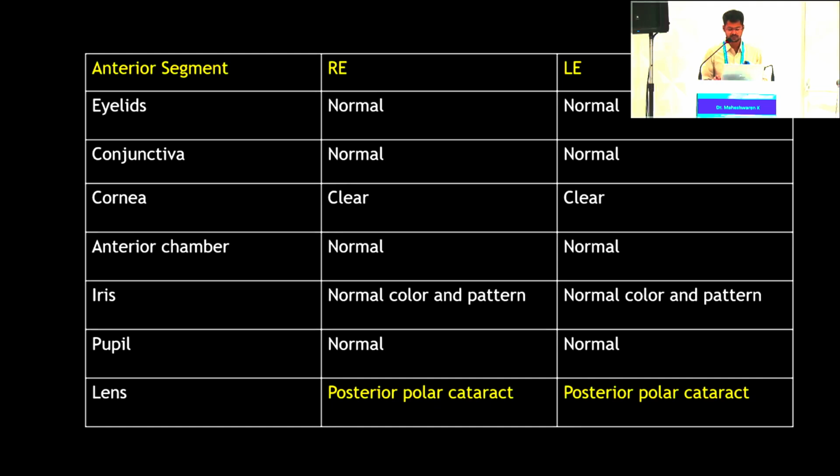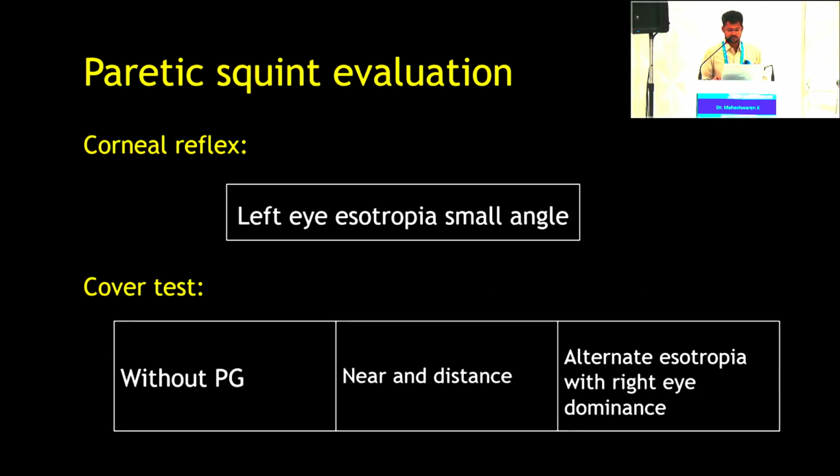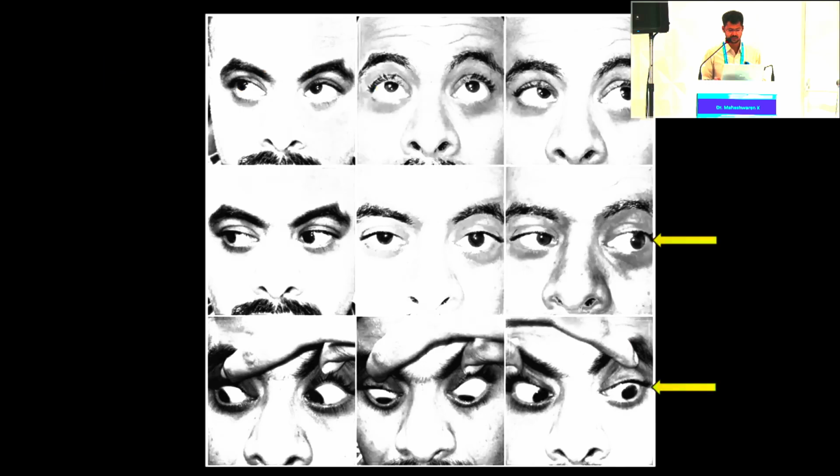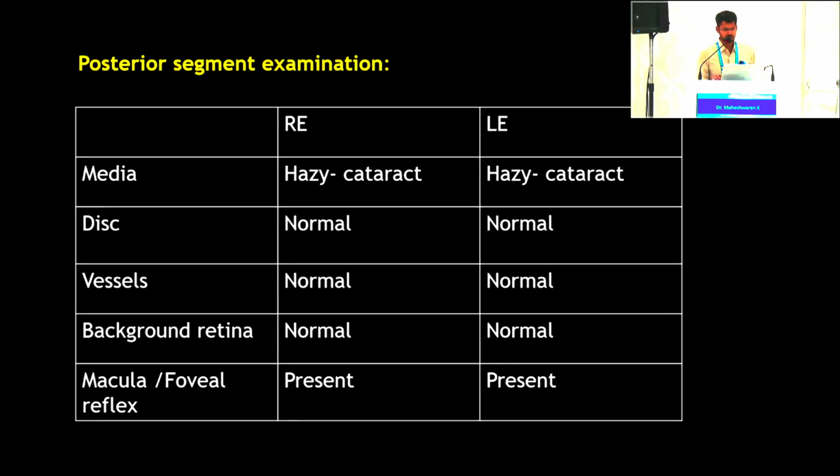In anterior examination, he had bilateral posterior polar cataract. On paretic squint evaluation, he had a small angle esotropia in the left eye. In cover test, he had alternate esotropia with right eye dominance. In extraocular examination, he had left eye abduction restriction present. We were able to appreciate the left eye abduction restriction, left eye levoelevation restriction, levodepression restriction. In posterior segment examination, everything was within normal limits.